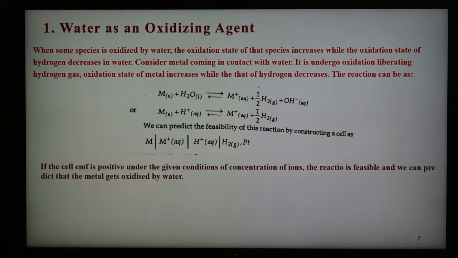We can predict that a metal gets oxidized by water. One example is scandium, which is oxidized to scandium 3+ when scandium metal reacts with H+ ion, forming scandium 3+ ion and liberating hydrogen gas. During this reaction, the reaction is spontaneous, although evolution of hydrogen gas is much slower and requires quite a higher concentration of H+ due to the hydrogen overvoltage. In this reaction water acts as an oxidizing agent, so this reaction can take place.